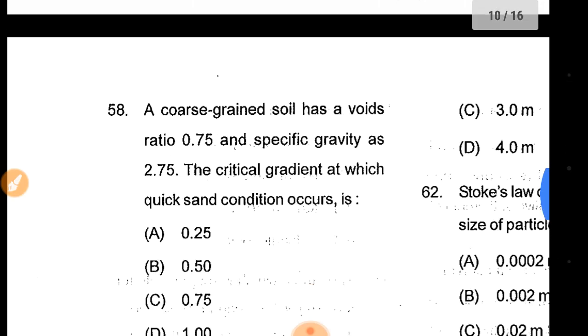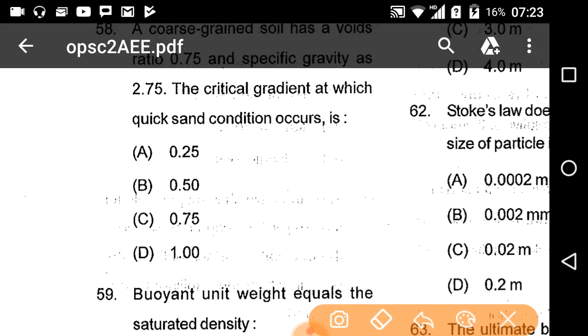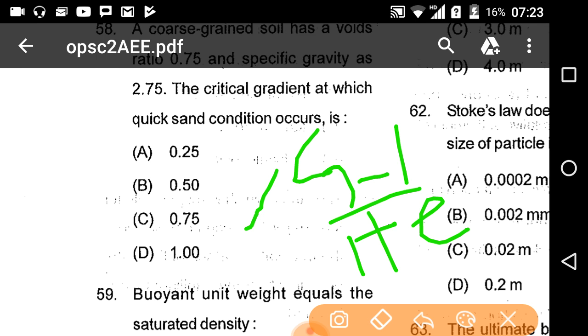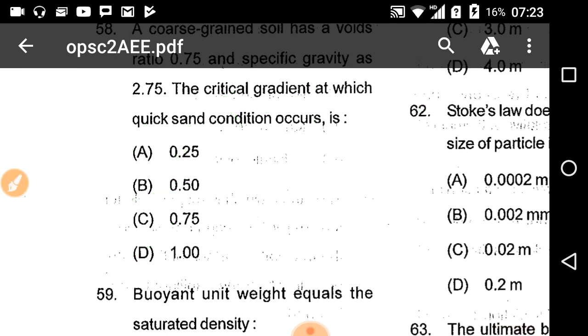Question number 58. A coarse grained soil has a void ratio 0.75 and specific gravity 2.75. The critical gradient at which quicksand condition occurs is (G minus 1) by (1 plus e). G given 2.75, so 2.75 minus 1 by 1 plus 0.75, that is 1. Okay, option D will be the correct answer.